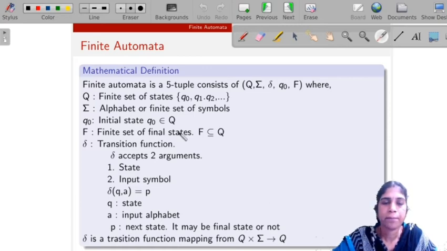Okay, this is the mathematical definition of the finite automata. You should remember these symbols in this order itself: Q, sigma, delta, Q0, F. Q is the finite set of states, sigma is the alphabet, delta is the transition function, Q0 is the initial state, and F is the finite set of final states. Here the word finite set is very important because the set should always be finite. It cannot accept infinite sets.